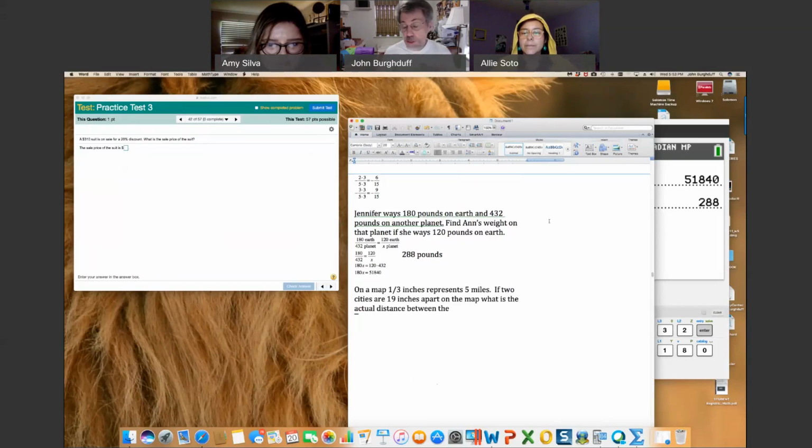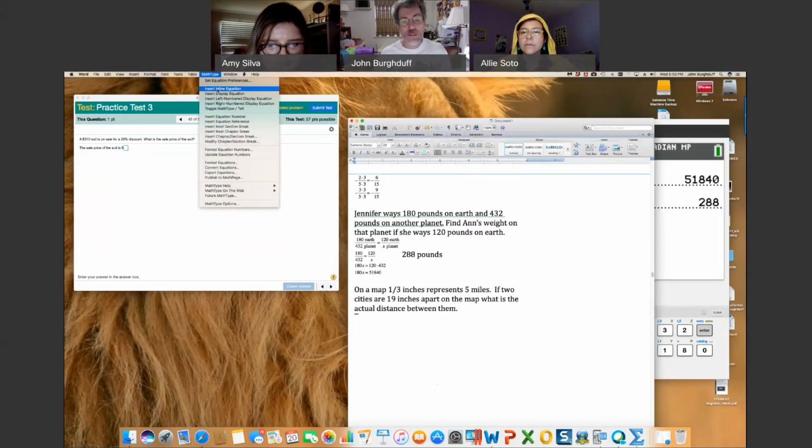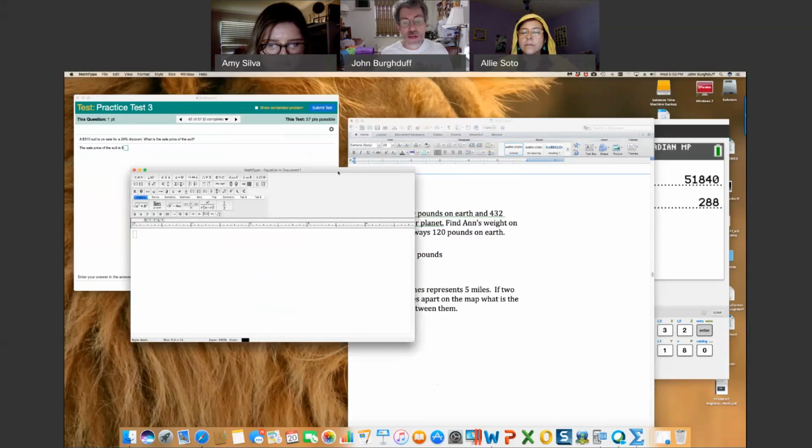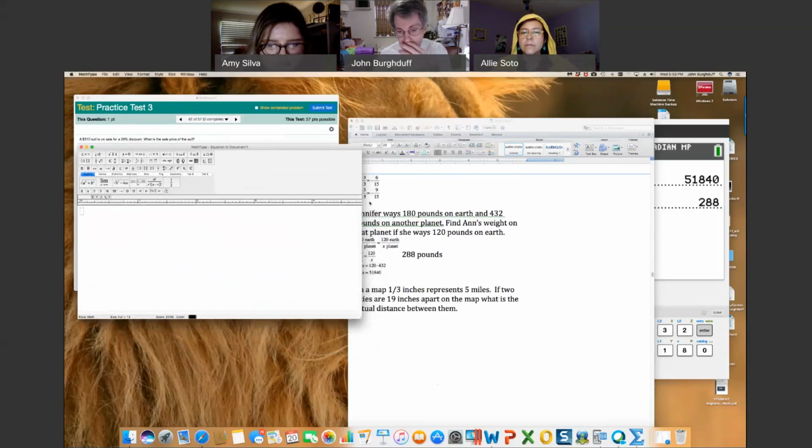This is another one that could be set up as a proportion problem. A little bit weirder because it's got some fractions going on. Let me show you here. So if you think of a proportion where on the map, 1/3 inch represents 5 miles, you can make a fraction out of that where the numerator would be its own fraction. I would say 1/3 inches corresponds to 5 miles. That's what it is on the map. So in real life, the ratio has to be the same, inches to miles, inches to miles.